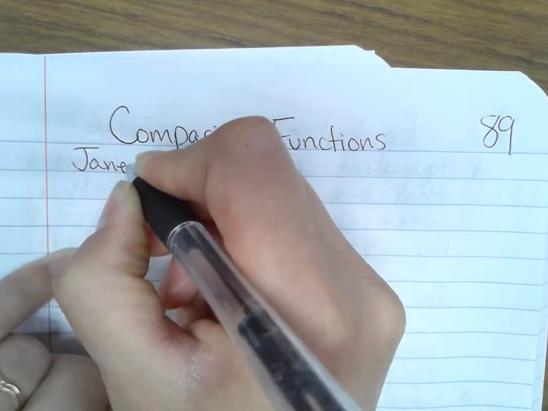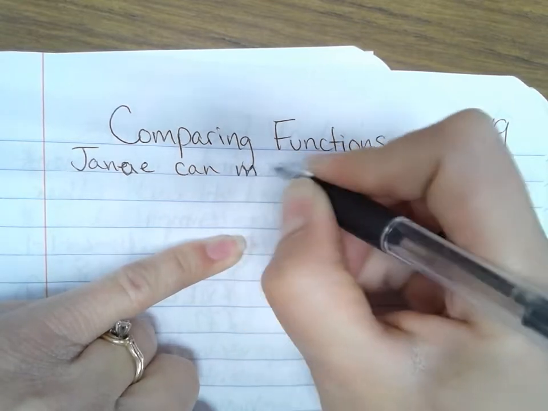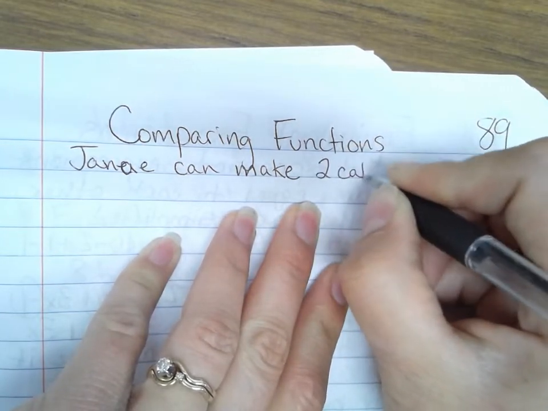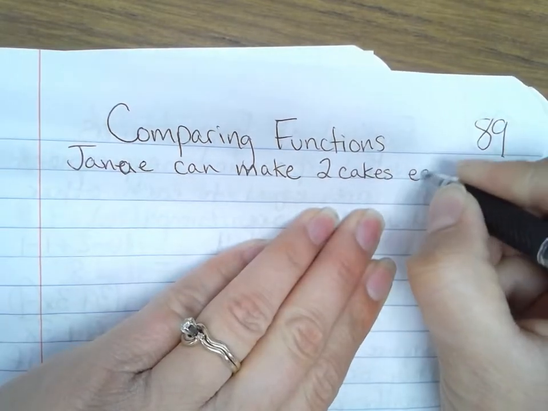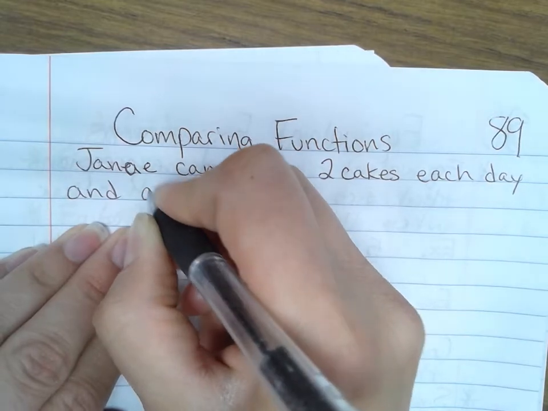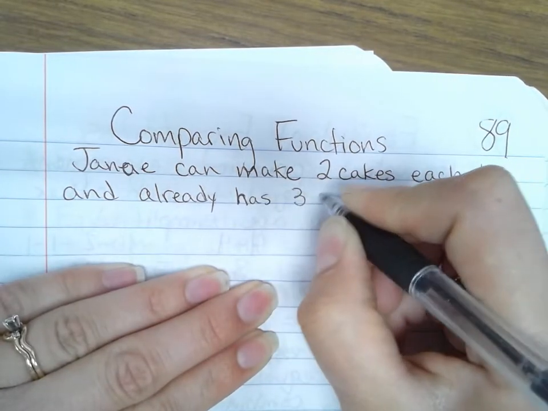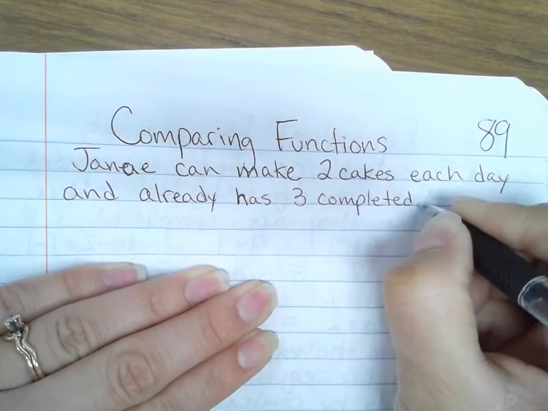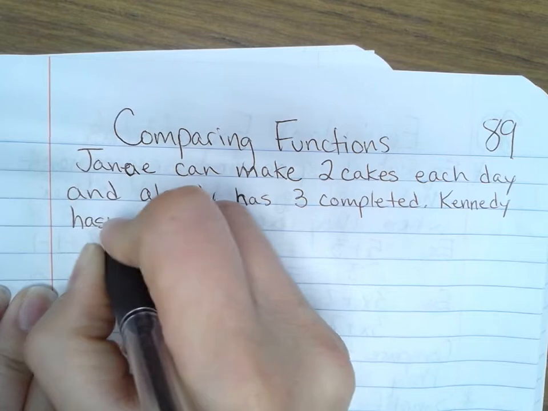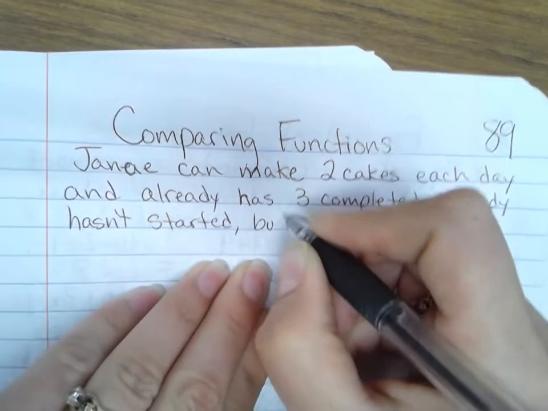Janae can make 2 cakes each day and already has 3 done. Kennedy hasn't started, but can make 3 cakes each day.